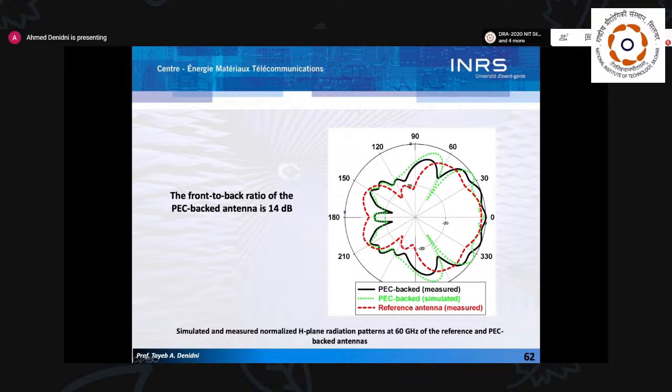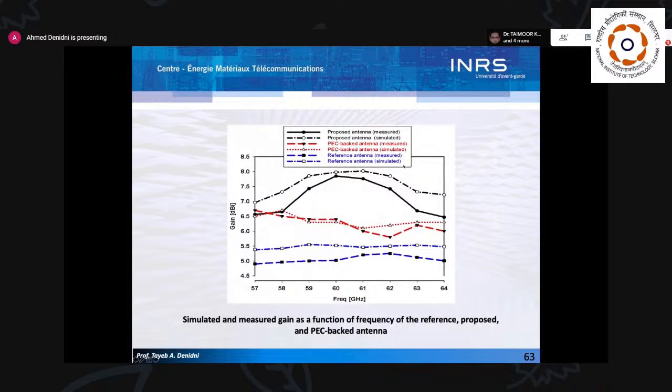And here we see the gain versus the frequency for the proposed antenna, measurement and simulation. We also compare our antenna with a perfect electric conductor and with the reference. This one is with EBG, this is with a metallic conductor, and this is without. And we can see that this electromagnetic band gap can be used to improve the gain of dielectric resonators.